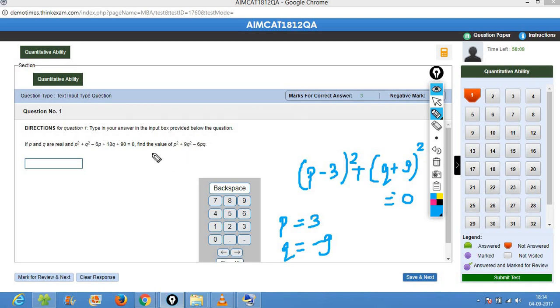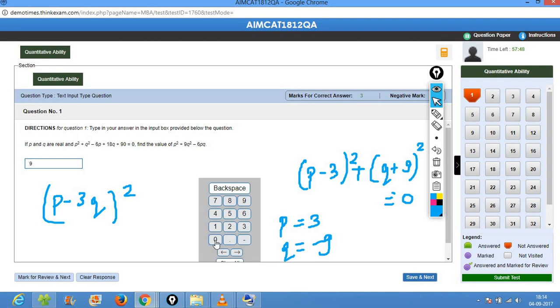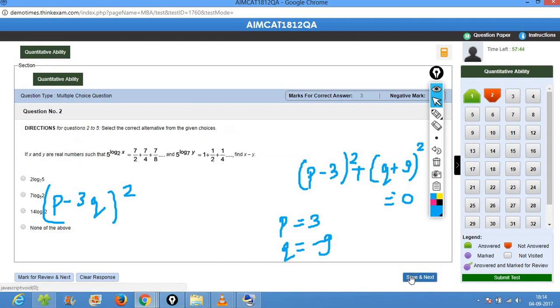This is also P minus 3Q whole square. Right. Okay, nice. So P is equal to 3, Q is minus 9. 9 into 3, 27, plus 27 plus 3, that is 30. So the answer has to be 900. Great. These are easy questions. Next. Okay, moving on.